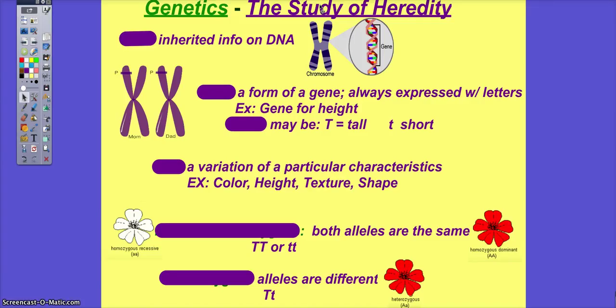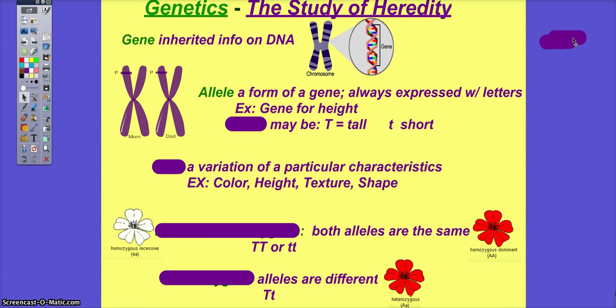What is inherited information on DNA? Genes. There's a picture, and we're going to get more into DNA and genes, but there's a picture of DNA, which houses chromosomes and genes, okay? What do they contain? Alleles is how we express them. It's a form of a gene, and it's how we express them.